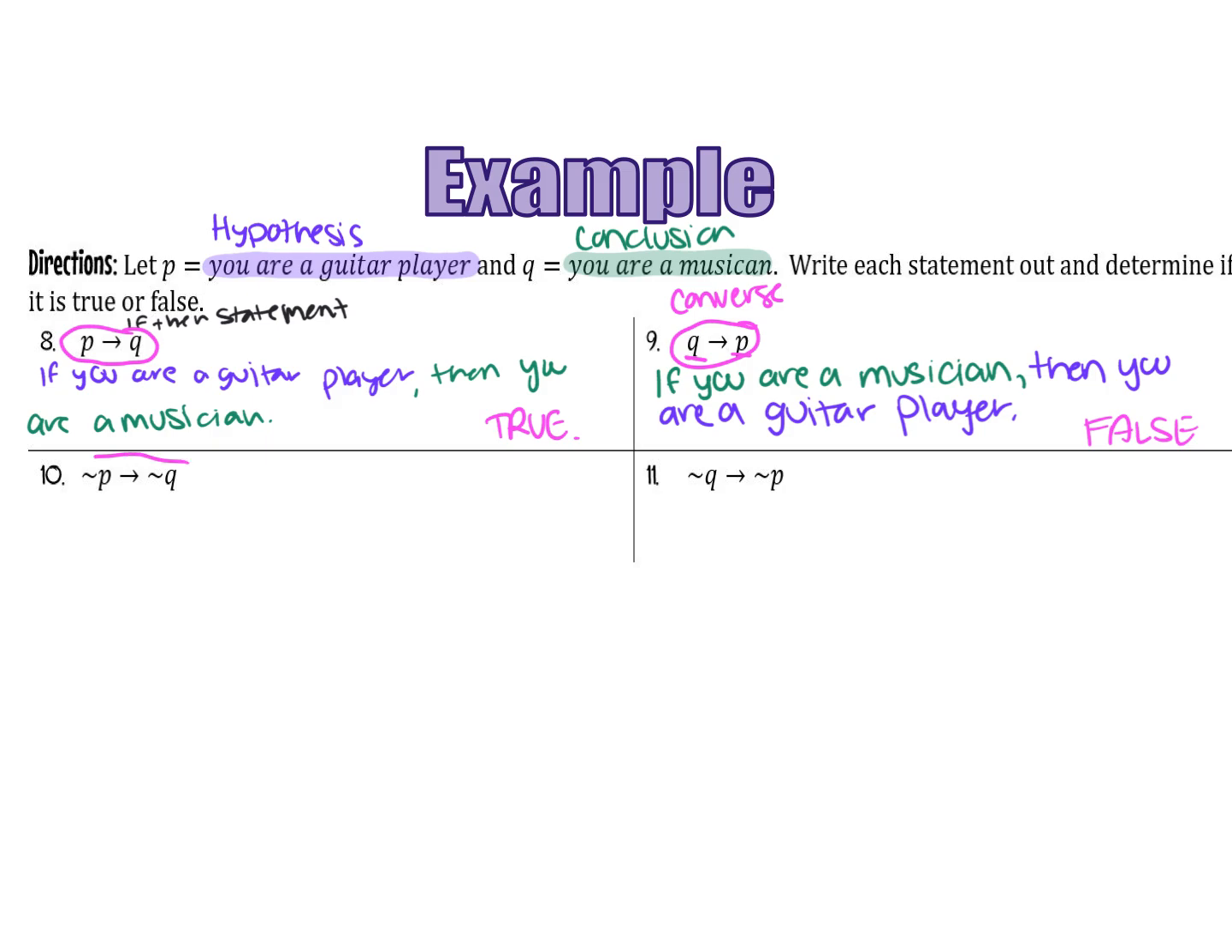If we look at number 10, remember that little squiggle means not. So this is not P and then not Q. So we're going to look at number 8, but we're going to change everything. We're going to negate everything. And when we negate everything, that's called the inverse. So what we're finding on number 10 is the inverse. If not P, then not Q. So looking at number 8 as our guide, if you are not a guitar player, then you are not a musician. So we're going to write that statement here.